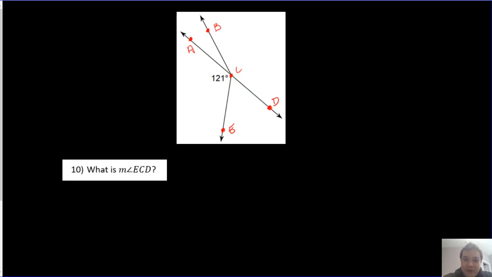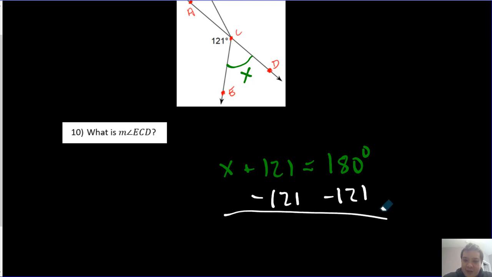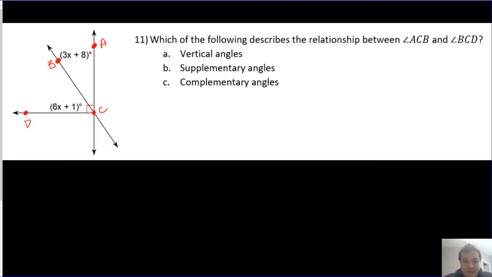What is the measurement of ECD? Well, ECD, we can call that X, and X plus 121 equals 180 degrees. Subtract from both sides, 121, and we find that X equals 59 degrees. Here, it says, which of the following describes the relationship between ACB and BCD? This is going to be, again, because they form 90 degrees, complementary angles.